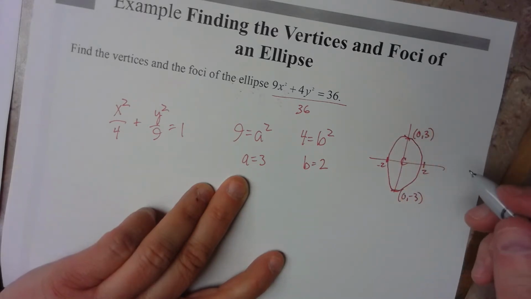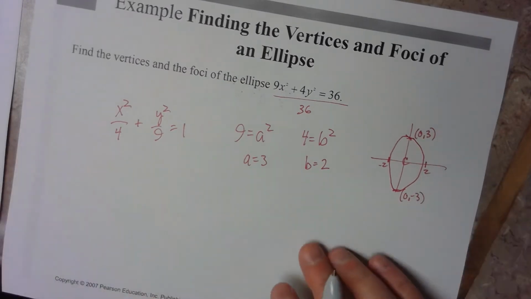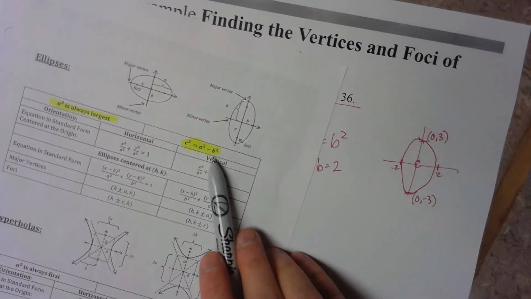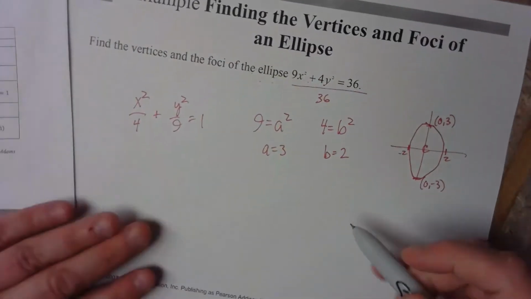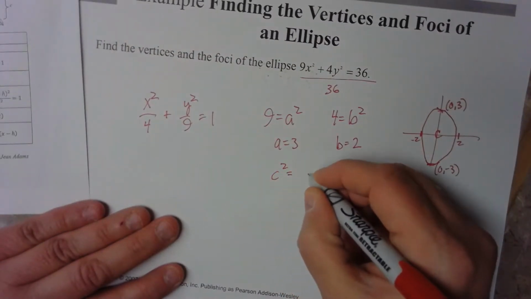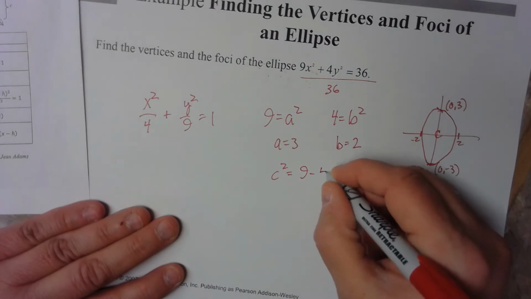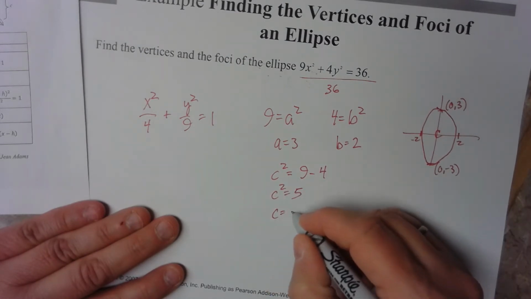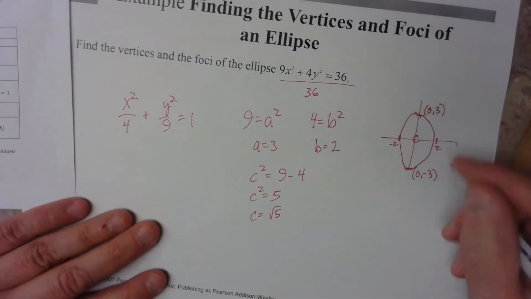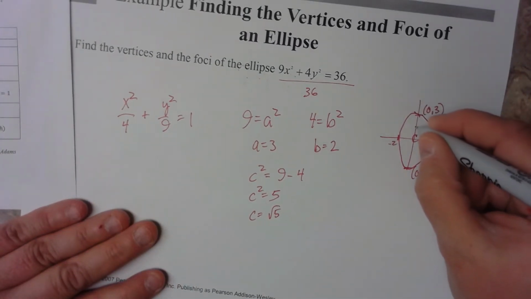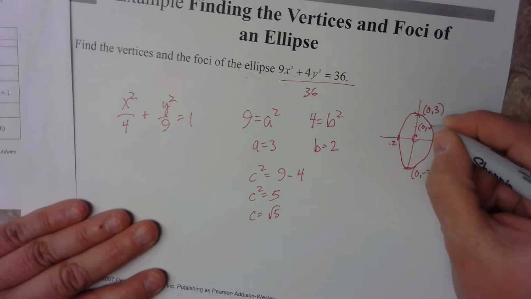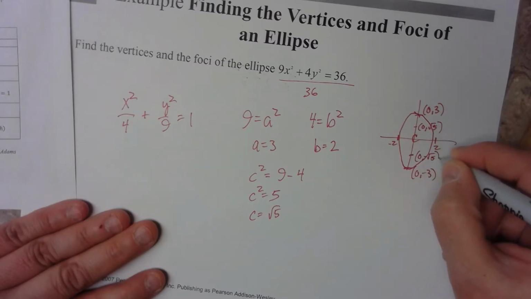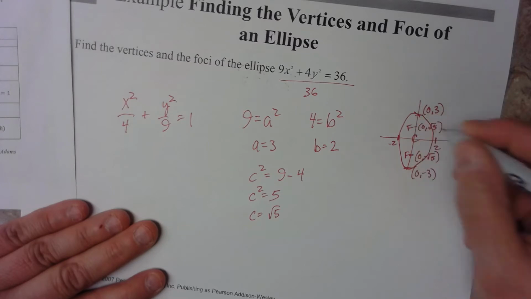Okay, I just butchered that, but you get the idea. Now we have to figure out where the foci are. So let's go back and look at our Pythagorean relation here. C squared equals a squared minus b squared. So c squared equals 5, c equals the square root of 5. So from the center, if I go up the square root of 5, and if I go down the square root of 5, I'm going to find my foci.